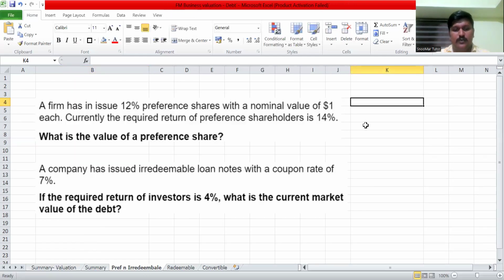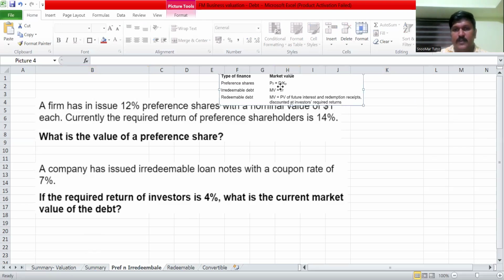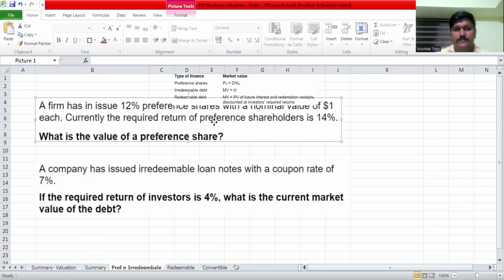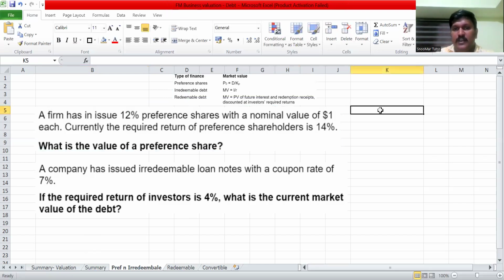So let's consider it over here also. For reference purpose, I'm putting it over here. As you can see over here, preference share value can be calculated using your dividend. What is your dividend? Dividend divided by the cost of preference shares. So in this one, you can get the value of D, the dividend that you need to calculate, and the value of KP, the cost of preference shares, that you need to find out.